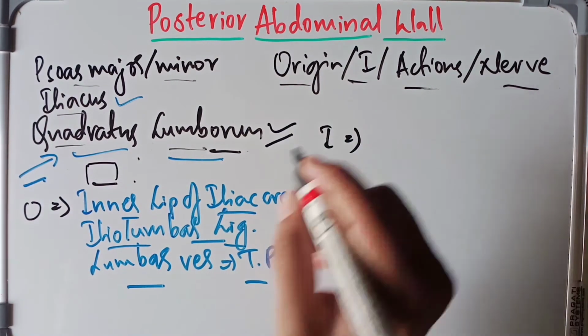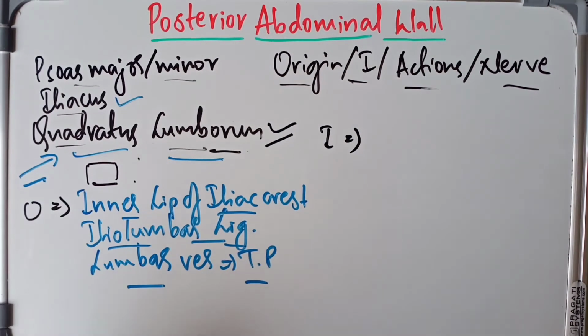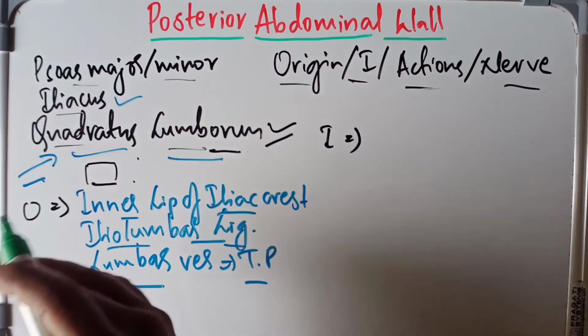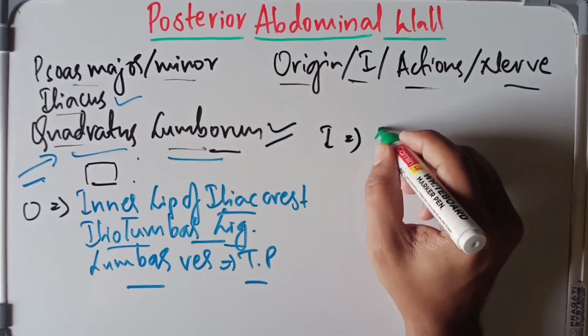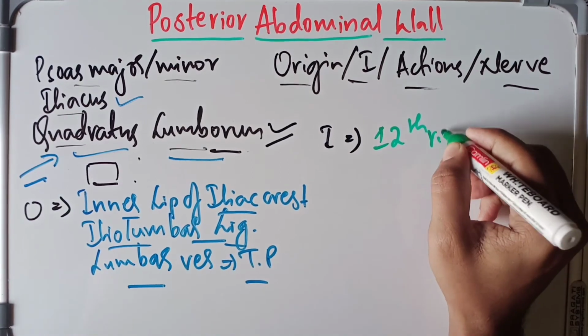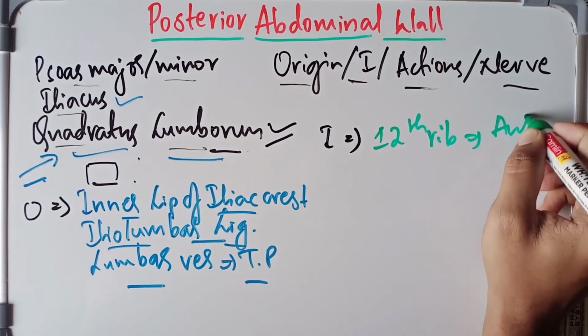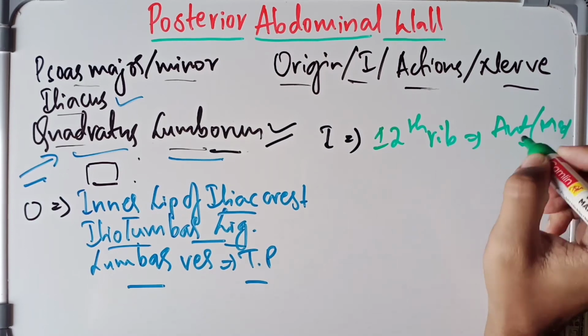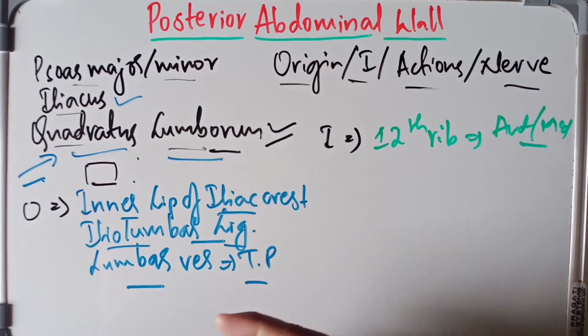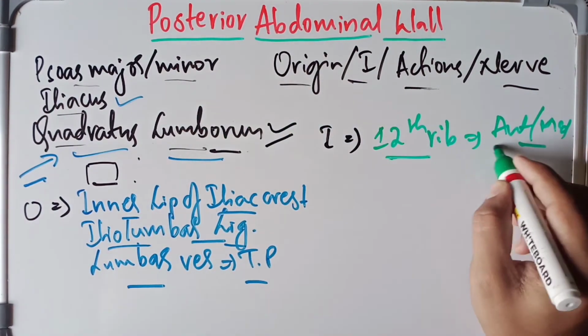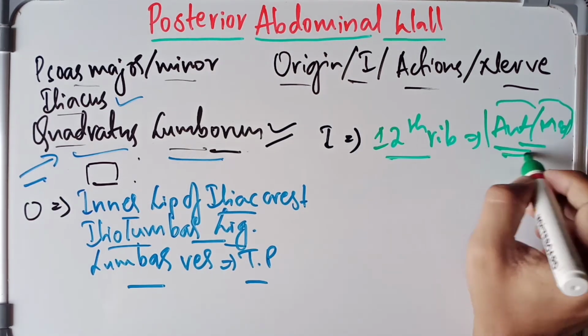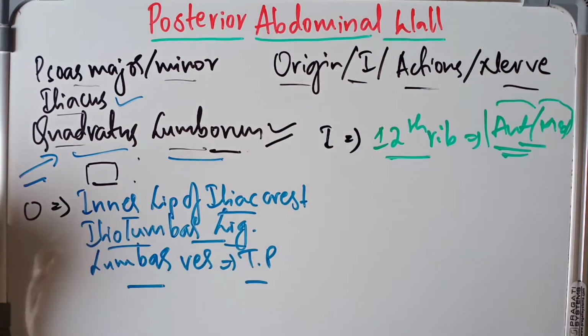And what about the insertion? The insertion is all the way up to the medial part of the anterior surface of the 12th rib. It goes from the iliac crest all the way above up to the 12th rib and is inserted into the anterior and medial part of the 12th rib on either side.